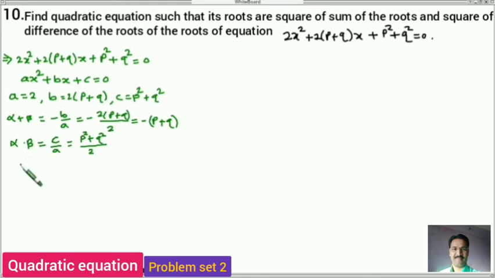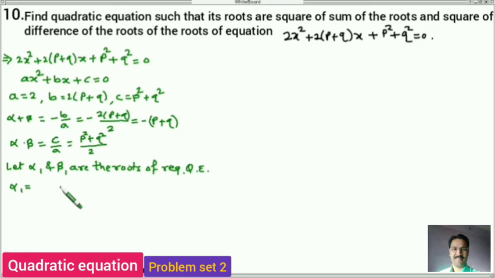Okay, now let alpha 1 and beta 1 be the roots of the required quadratic equation, which we are going to find. Okay, now look here, this is the very important part. First of all, alpha 1. What is that? Sum of the roots of the given equation, their square. Okay, what is given to us? I'll read the question again.